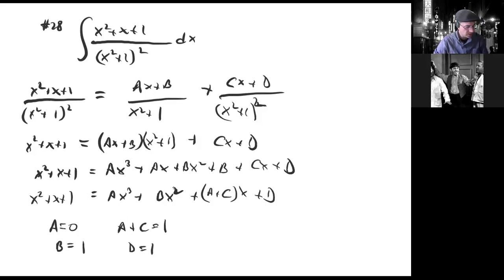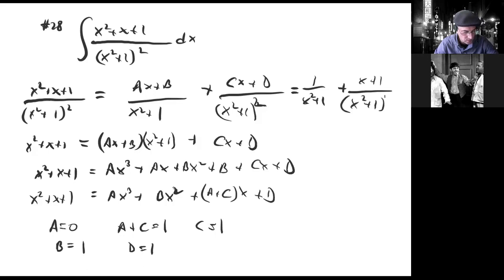I think this is much easier. So what does this tell us? It tells us a is 0, so c must be 1, b equals 1, and d equals 1. So the expansion gives us b over x squared plus 1, so that's 1 over x squared plus 1, plus cx plus d, so that c and d are 1, so you're going to get x plus 1 over x squared plus 1 squared. So we did the partial fraction expansion part of this.